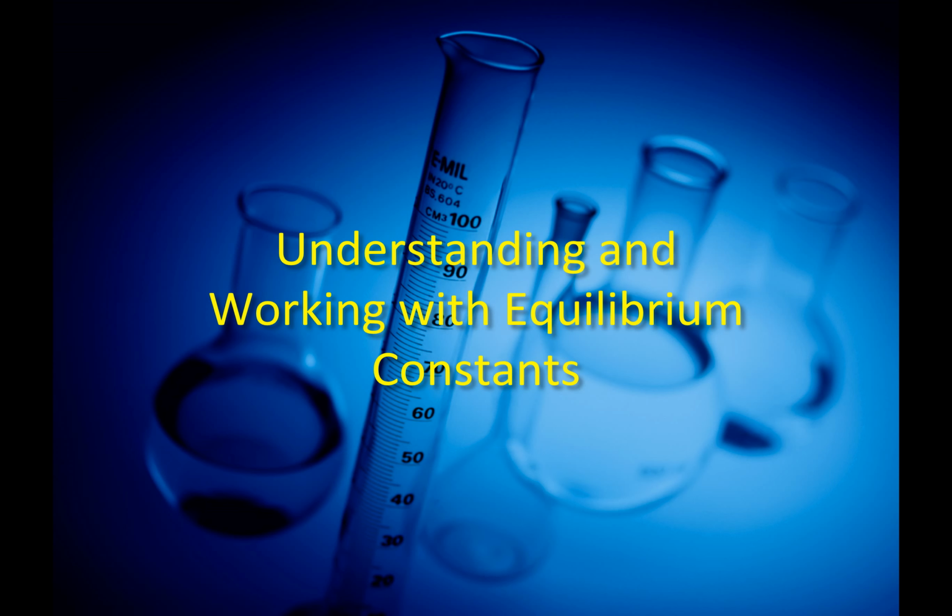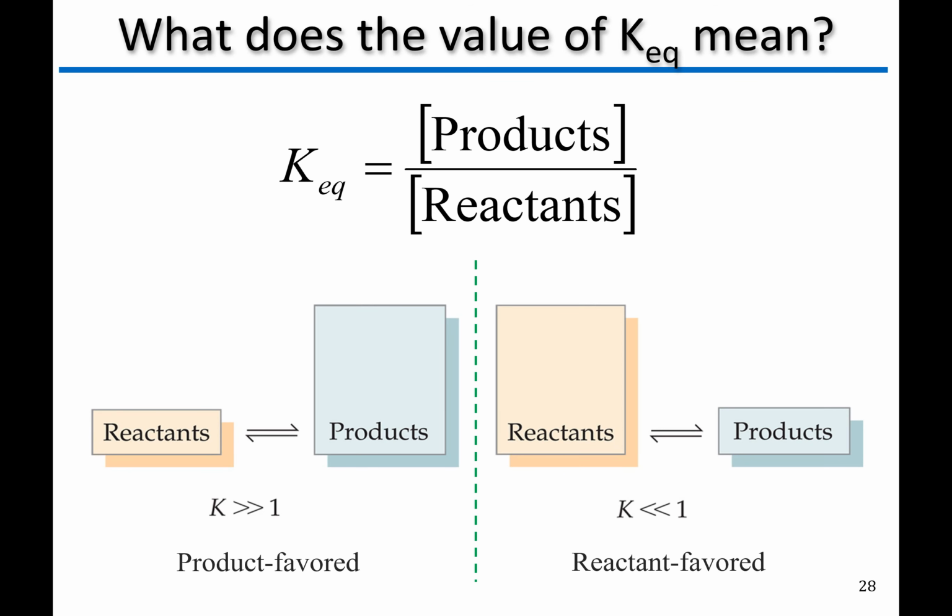In the next section, we'll look at what exactly the equilibrium constant means and how we can work with it mathematically. So firstly, let's just talk about the meaning of KEQ, our equilibrium constant. What does it actually tell us about the reaction? Well, in general, it tells us how far a reaction will proceed, and it gives us an idea about how much the forward reaction is favored or how much the reverse reaction is favored.